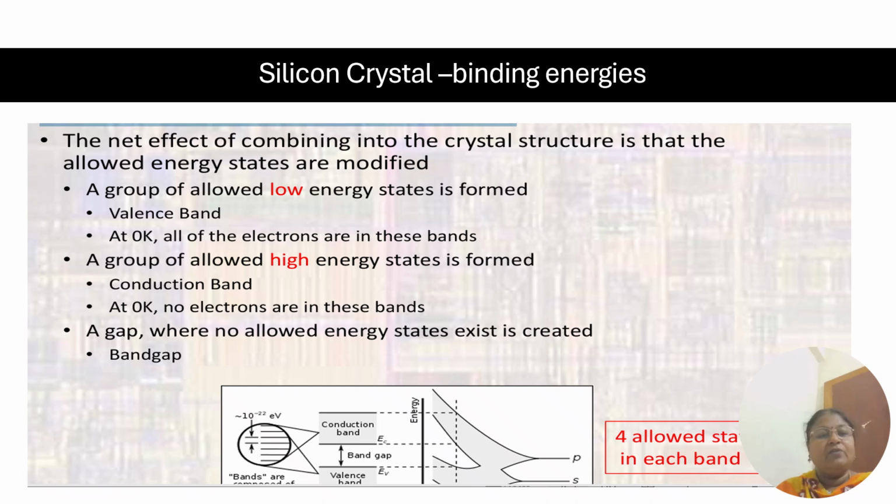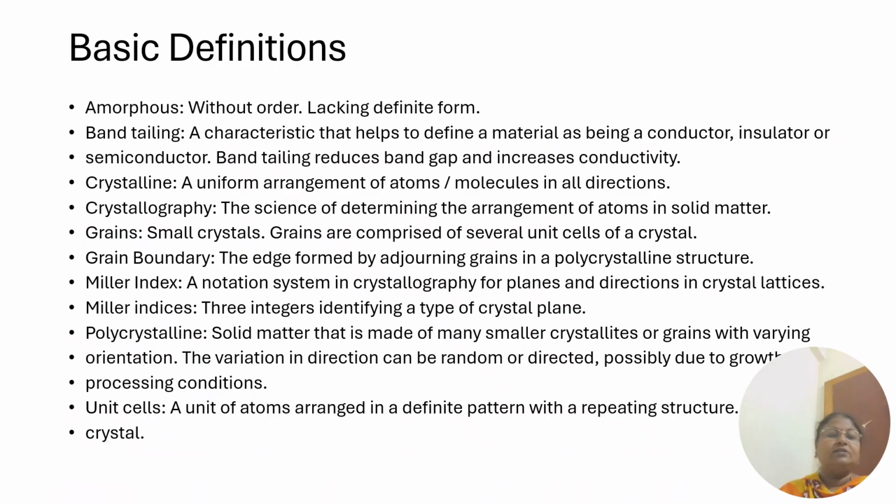So we'll be having this net effect of combining the crystal structure. So with respect to that, the lower energy state, higher energy state, where there is no gap, all these are going to be identified with the conduction and valence band, and a band gap is going to exist between the two bands, and a Fermi level is going to be established. So this we can go with the property of silicon material, and thereby the binding energies can also be found. And these are some of the basic definitions which you can go through.